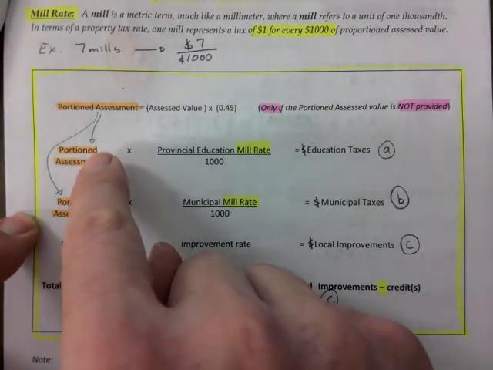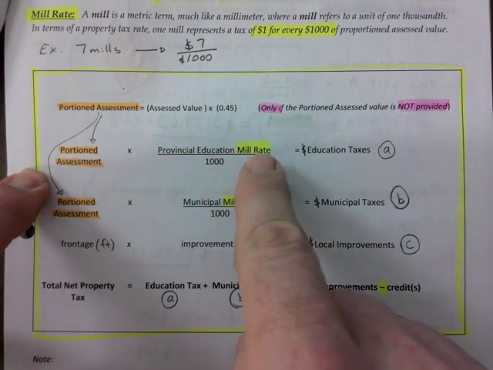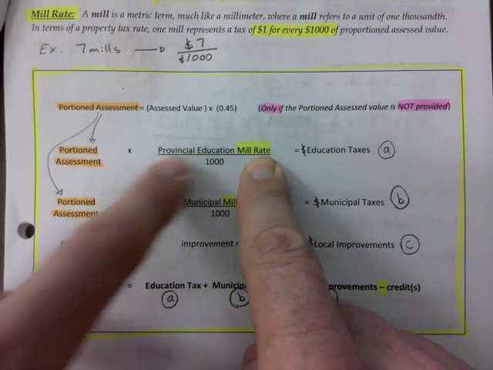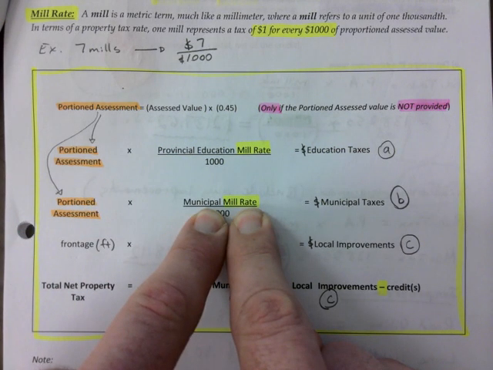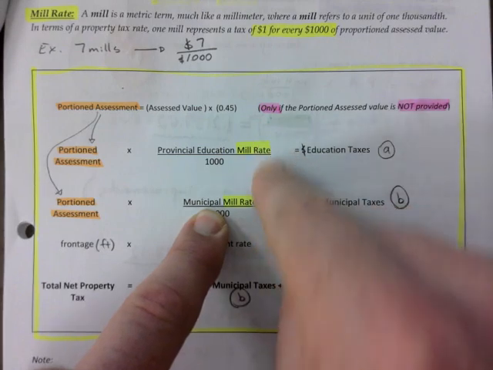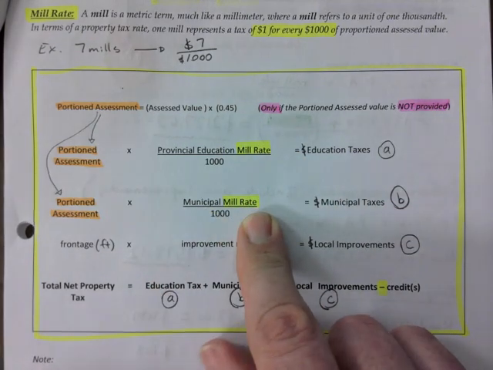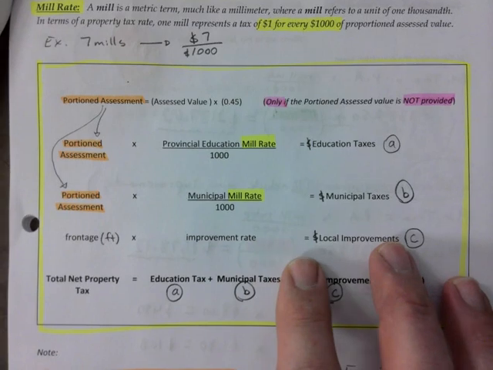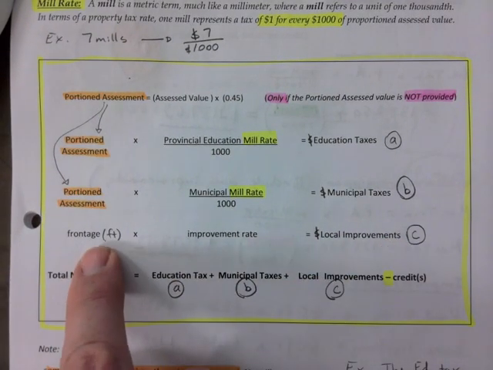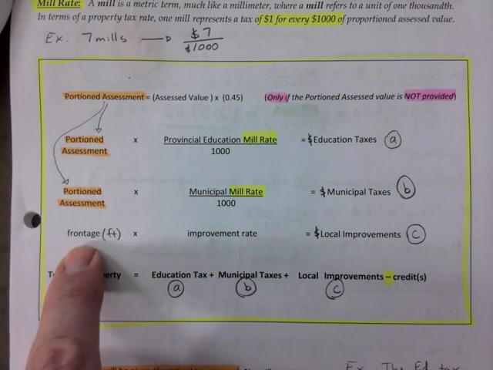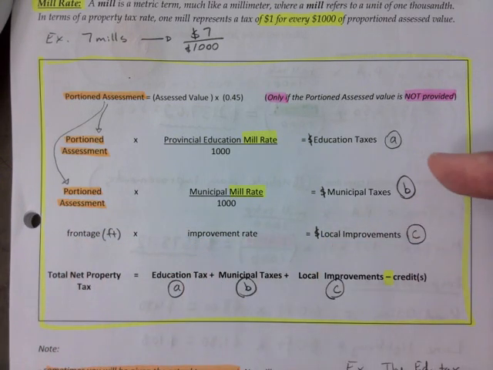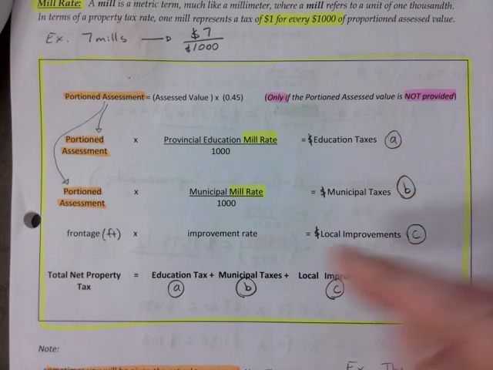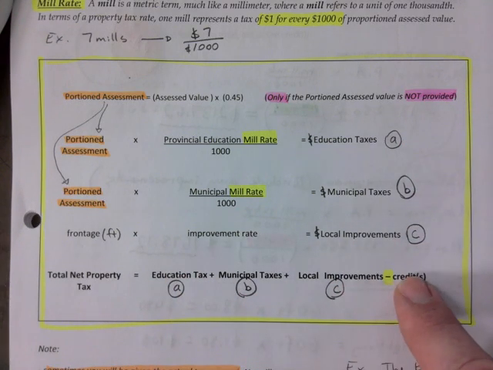Then we take that portion assessment and multiply it by the mill rate for education. We take the portion assessment and multiply it by the mill rate for the municipality. So there would be two different mill rates stated there. And then if there's an improvement of any kind, you use the frontage of the house and multiply it by the improvement rate. Essentially, you add up everything here and subtract your credits. Make sure you subtract your credits if there are any.